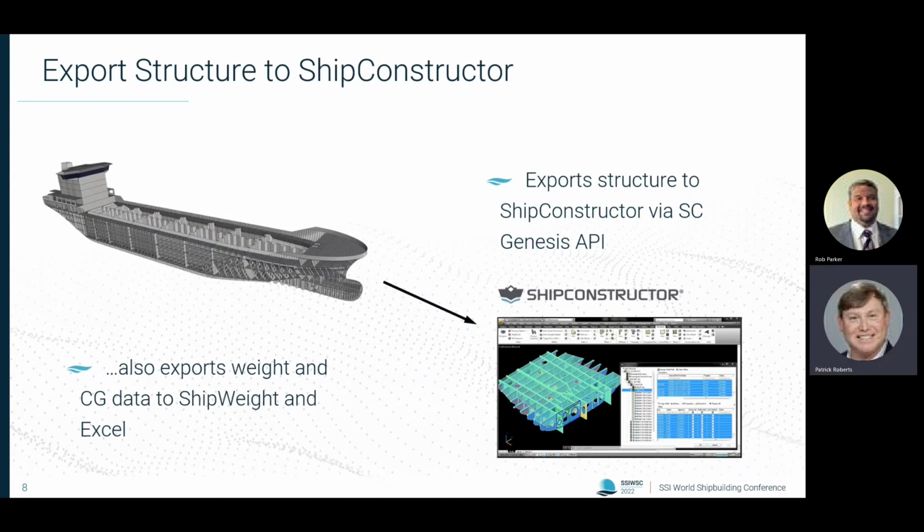So that was scratching the surface of how we do the modeling. So then the next step might be to export this structure to ShipConstructor. And we do this via the ShipConstructor Genesis API. So that's quite different than just opening the Rhino 5 in AutoCAD. I also just have to mention that we also, of course, export the weight and CG data to ShipWeight, our other main product, and to Excel.